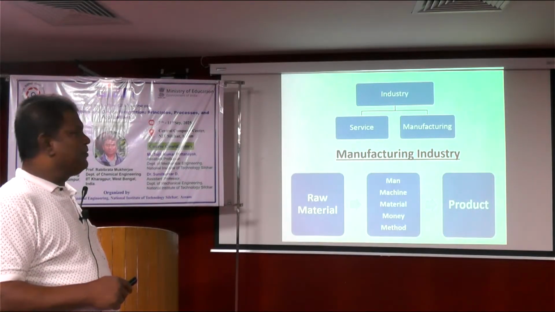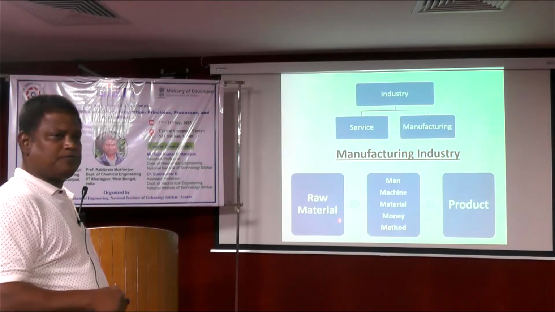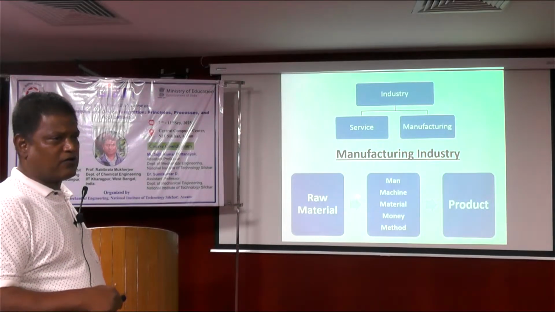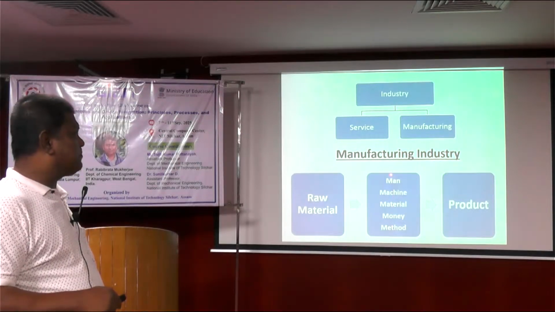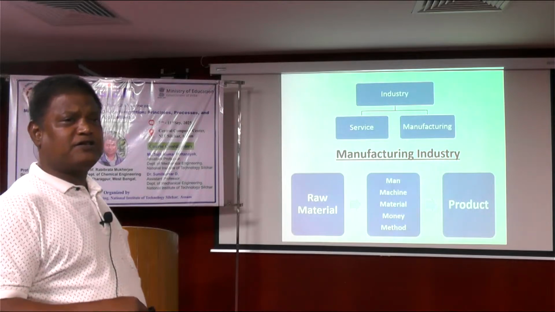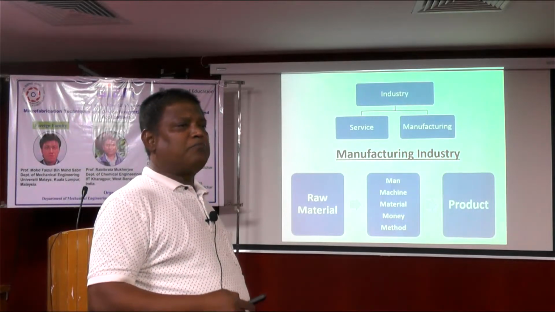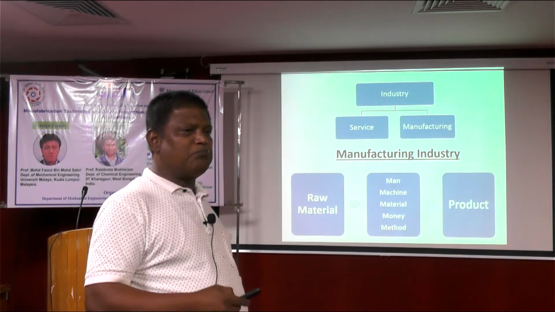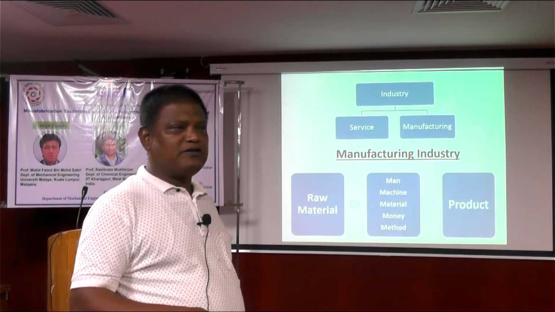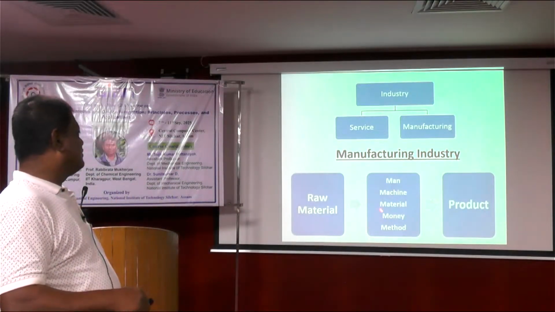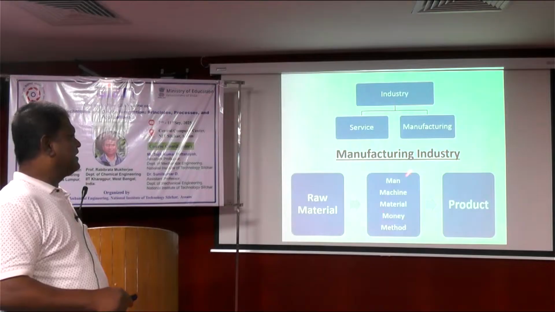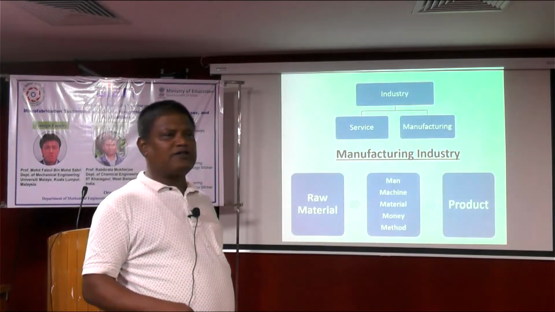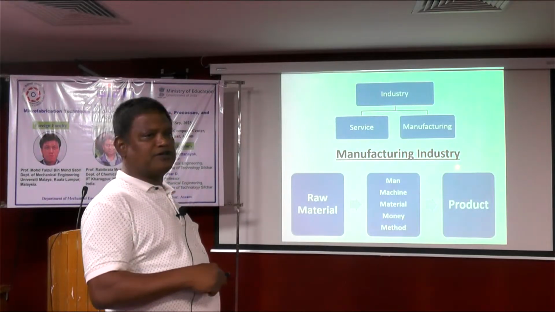Now if you produce, some raw materials are required, and you use these 5 M's. What are these M's? Man, machine, material, money, and method. So you incorporate all these into raw materials, then you will get the final finished product. Then only it will be a manufacturing industry.